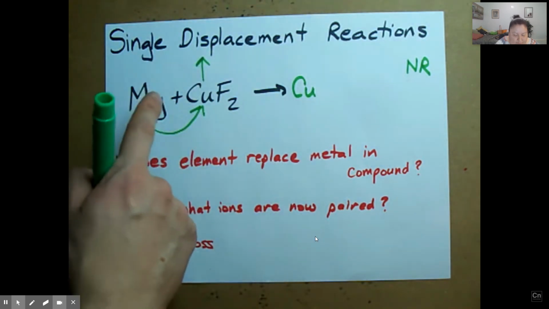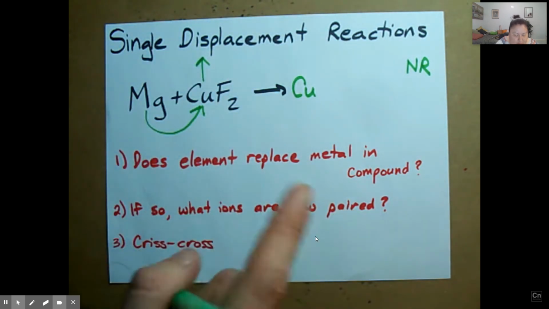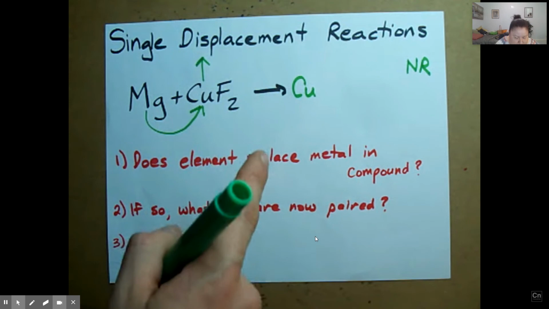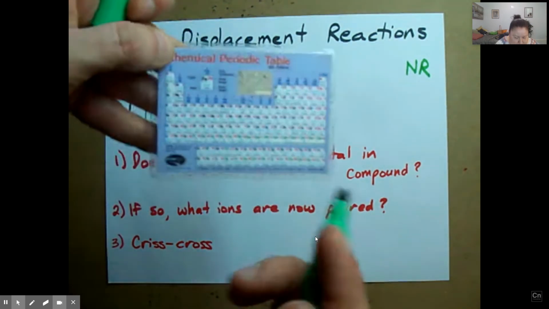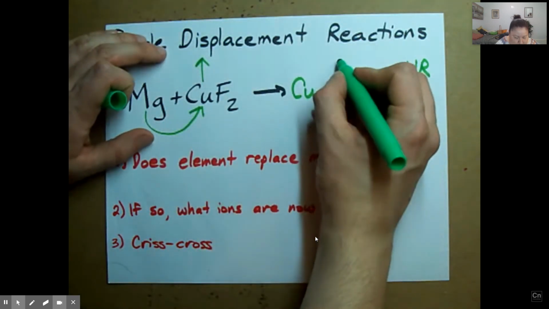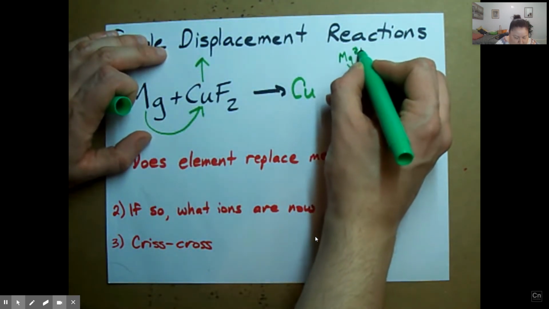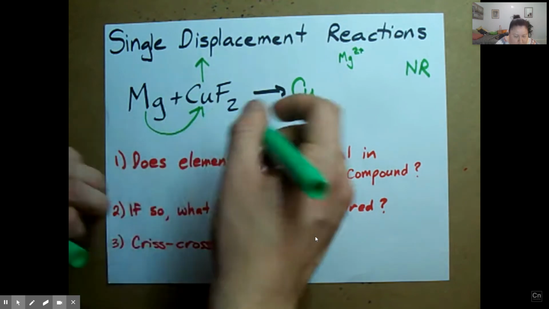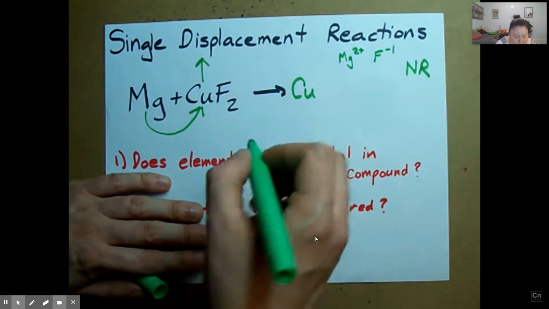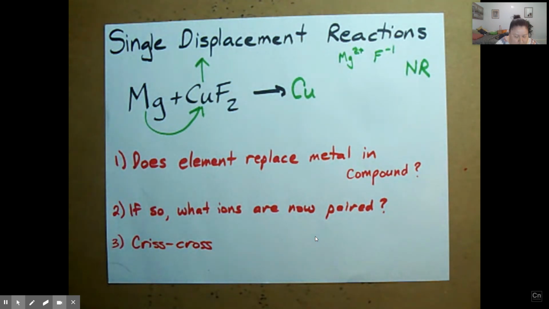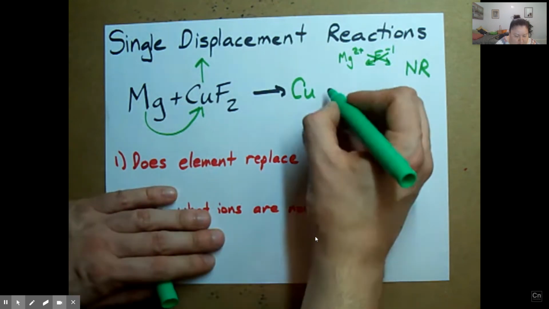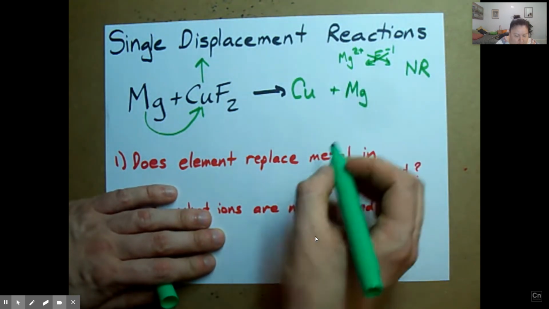Then, how does magnesium bond to fluorine? This is where you need to know your ions. Magnesium is in the second column of the periodic table. It's right here. Magnesium loves to form the ion 2+ because it wants to lose 2 electrons. Fluorine wants to gain 1 electron. It usually has a charge of -1. And to actually figure out what the compound is, you have to crisscross those charges, and you're left with Mg1F2.